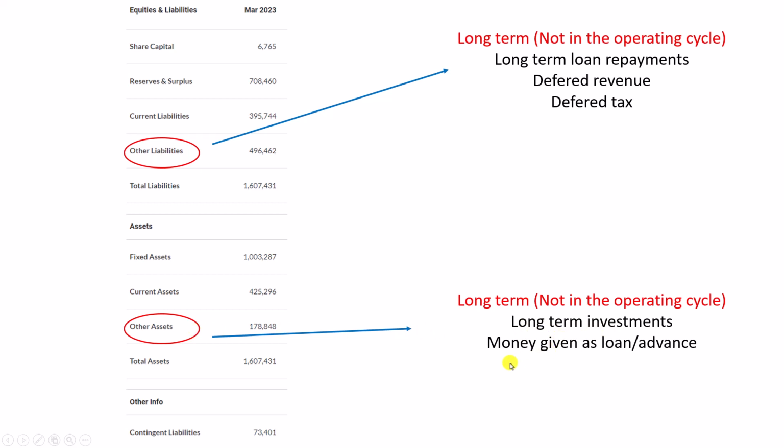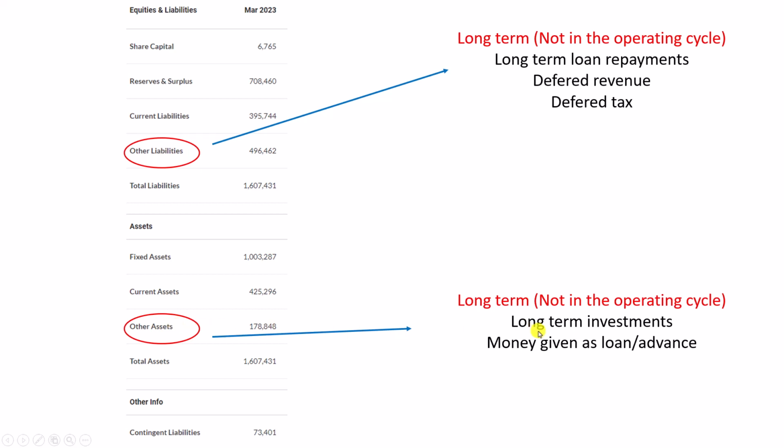Next, let us say that the company has given a loan to someone. Okay, it has loaned out money and it is not expecting repayment within this year or within this operating cycle, then it would come under the category of other assets. If the company has given an advance, let us say, to someone and it is not expecting it to be repaid in this year or operating cycle, then it would come under the category of other assets.